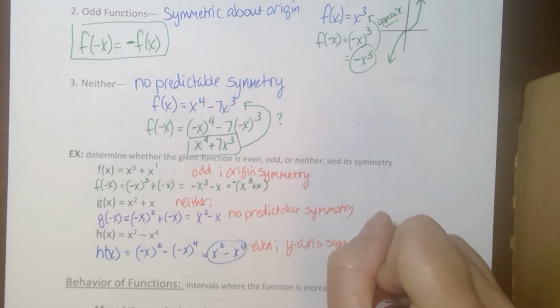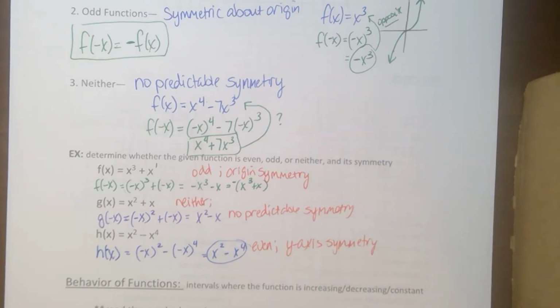I could take the graph and fold it along the y-axis. What this means for me is if I know what one half of the graph looks like, I can just reflect it across that y-axis, and I know exactly what the other half of the graph will look like.